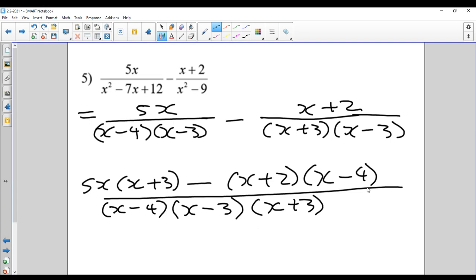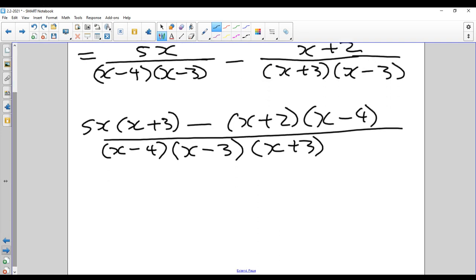So I'm going to multiply the 5x into this bracket. I'm going to sort of pick up the pace a little bit here. This times that, that times that. So that's going to be 5x squared plus 15x.